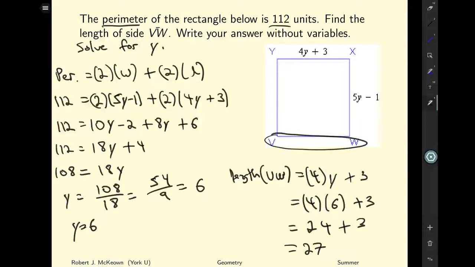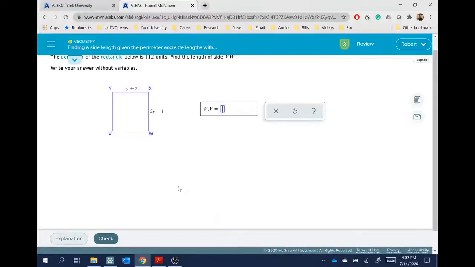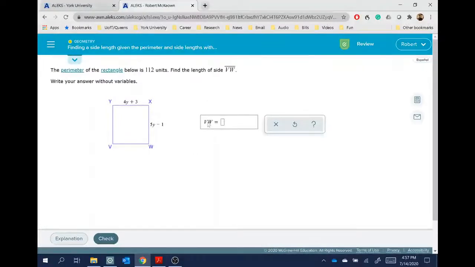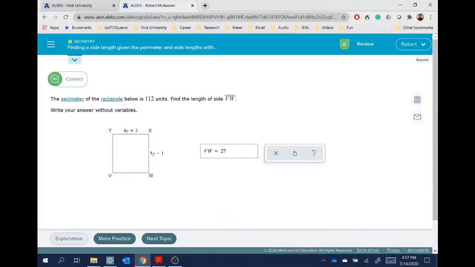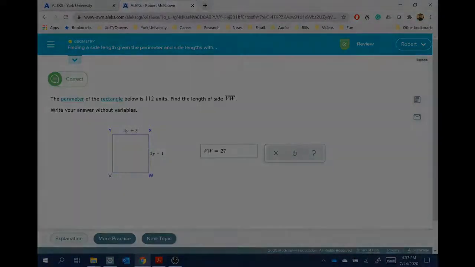Now let's go into ALEKS and see if we've got the right answer. Here we are in ALEKS. Here's the question we were looking at. All I have to do is type in 27, and I will click the check button, and we got the right answer. So we just have to remember the properties of a rectangle, and we can manipulate the equation to find out the length of one side.